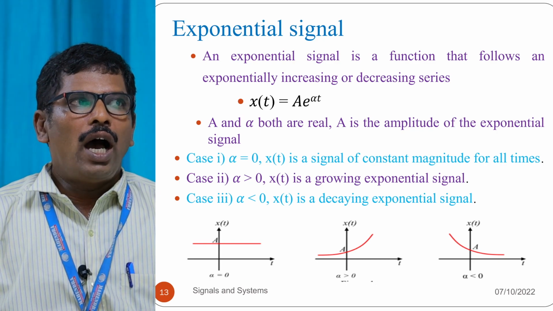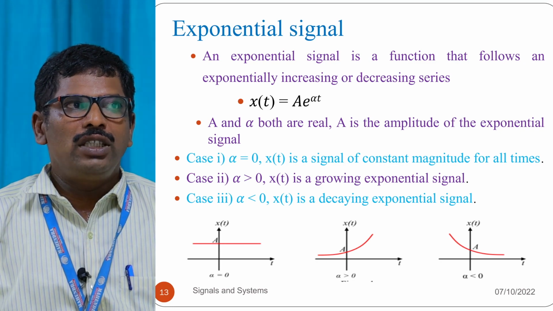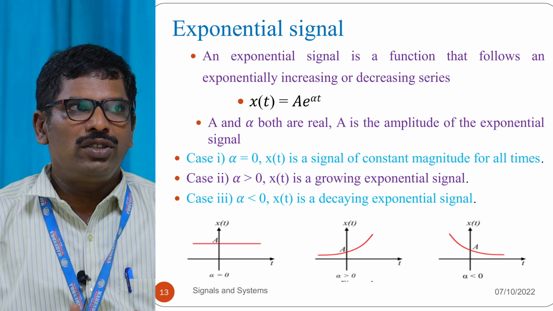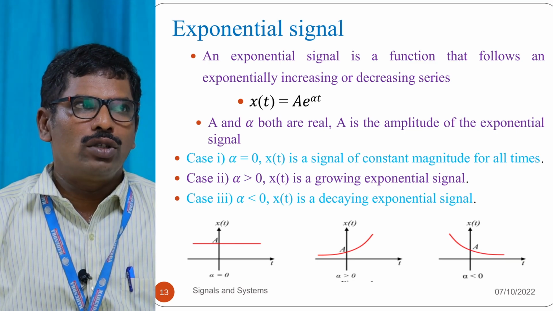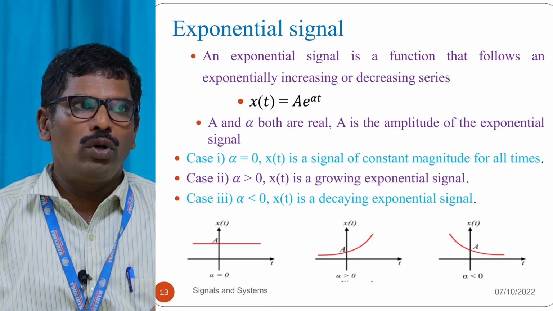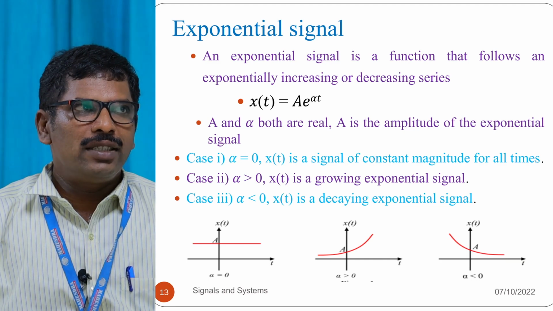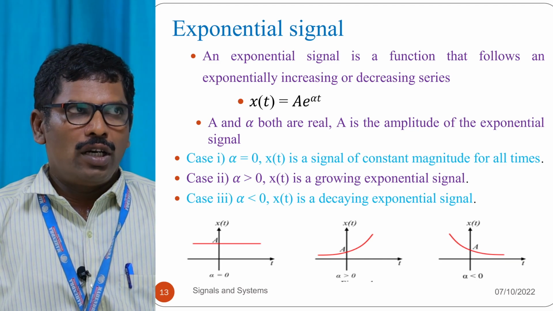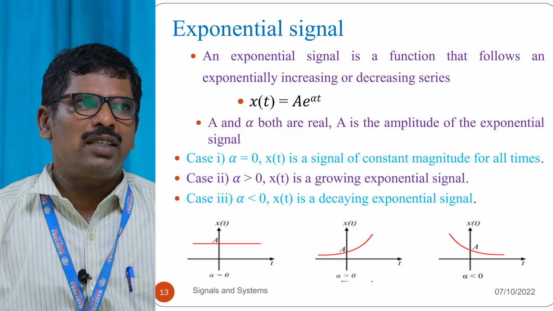Next, case 2, alpha is positive. When alpha is positive, the signal x of t is growing exponentially. That means it is increasing exponentially. Next case, when alpha is less than 0, that is negative, the signal is decaying exponentially. So slowly the signal starts to lose its amplitude. So these are the 3 cases of an exponential signal. For simplicity, I have not included the complex signal for this analysis.